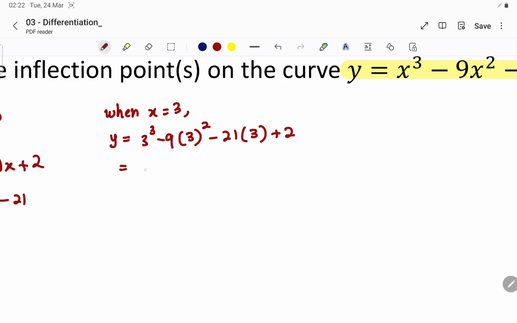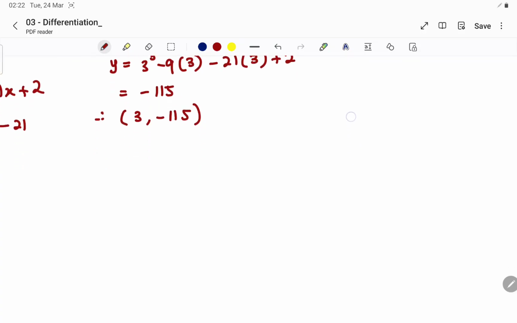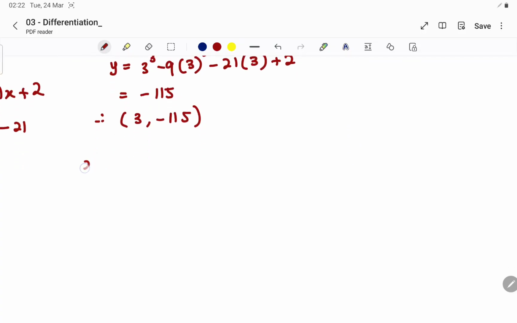Okay, you're going to get equal to negative 115. So by right you have a point here which is 3, negative 115. But then we don't know whether this point is actually an inflection point or not. So how to find this inflection point? Is it an inflection or not, we don't know. So this is why we have to do the second step where we differentiate the third time.